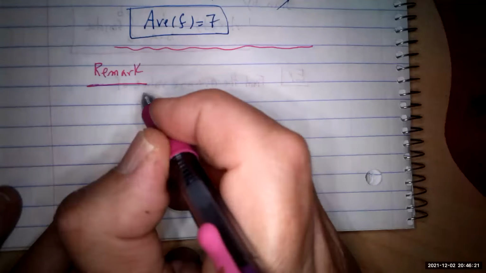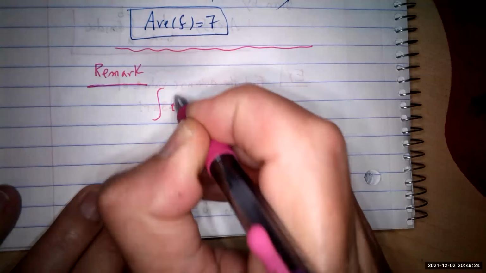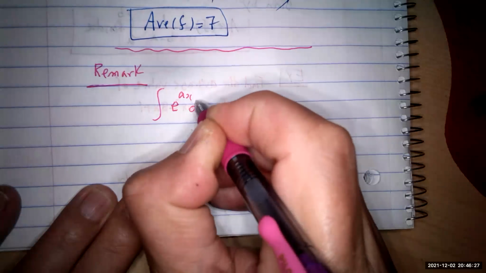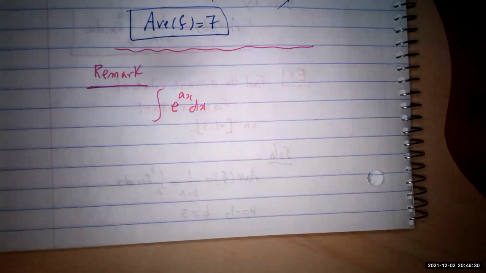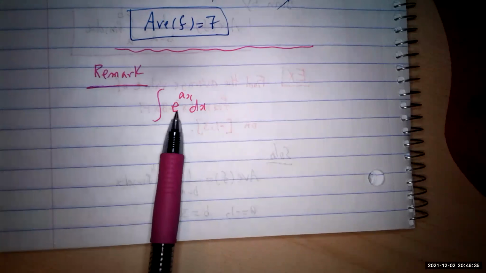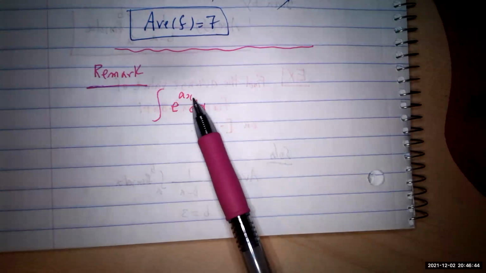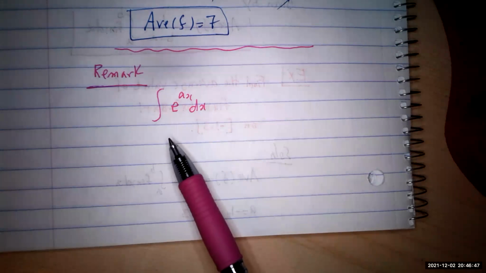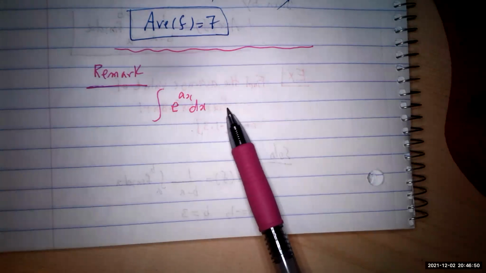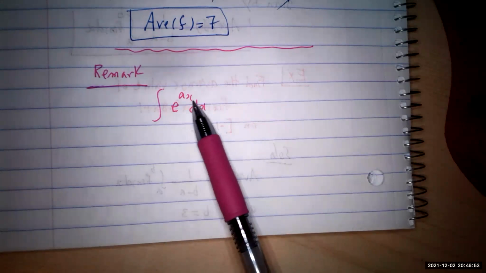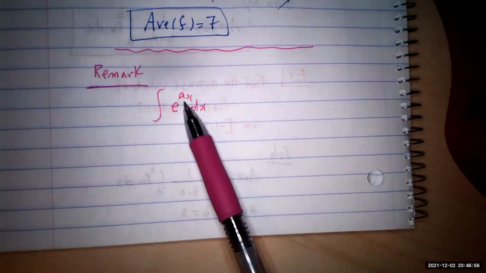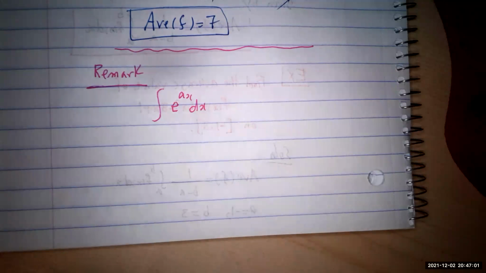Look at this integral. If you want to find the integral of e to the ax dx, a is a number: 2x, 3x, 4x, 5x, only this one. Remember, when we differentiate this one, what was the derivative of e to the ax? The exponential function never changes. That gives e to the ax. But remember, we multiply by u prime, the derivative of the top. The derivative of the top is a. So we multiply by a.